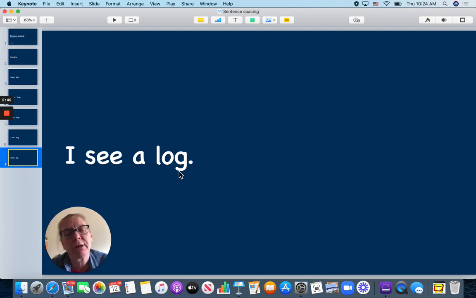That is properly spaced. So remember, we need one space between our words, but our end marks always go right next to our last word.